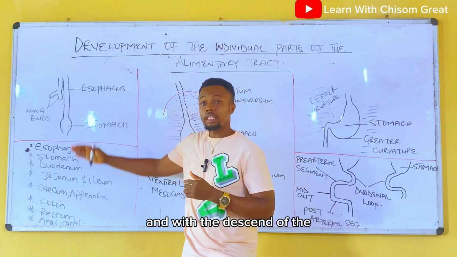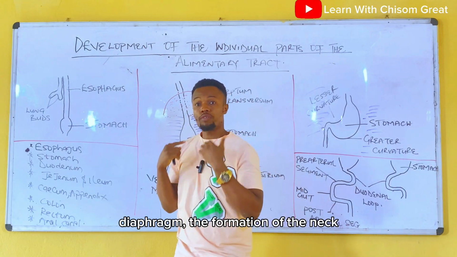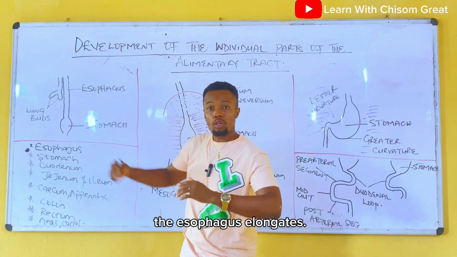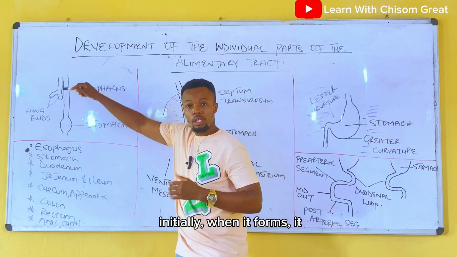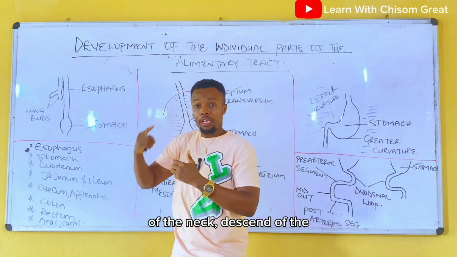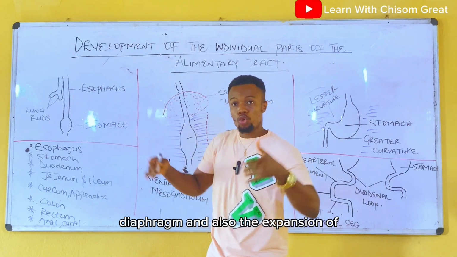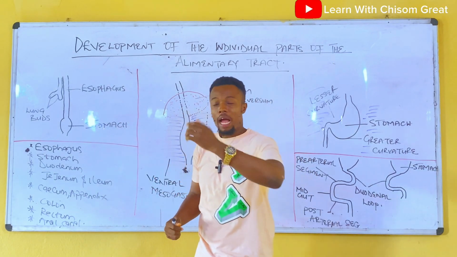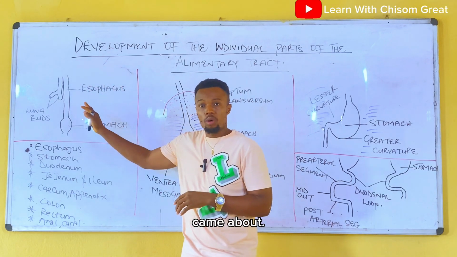And with the descent of the diaphragm, the formation of the neck, and also the expansion of the pleura, the esophagus elongates. So initially, when it forms, it was short, but with the formation of the neck, descent of the diaphragm, and expansion of the pleura, the esophagus elongates. And that is how the esophagus came about.